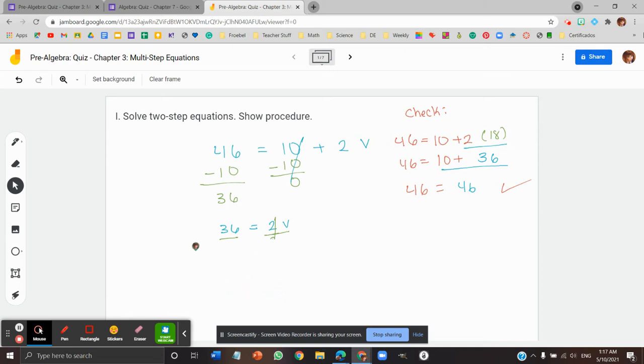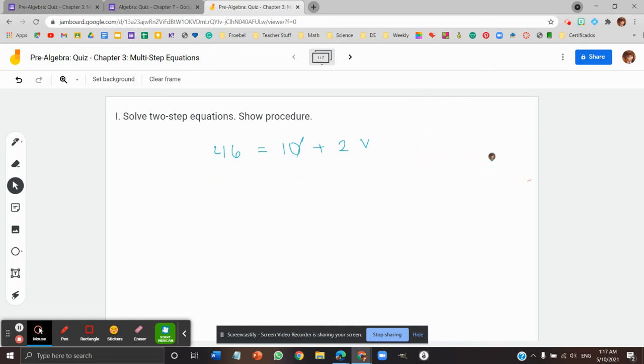So for example, what if instead of having that positive 10, I would have a negative 10 minus, right? Minus 2v. Now this changes just a little bit. What if I had negative numbers, right?